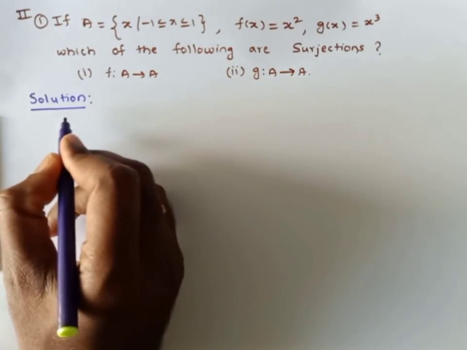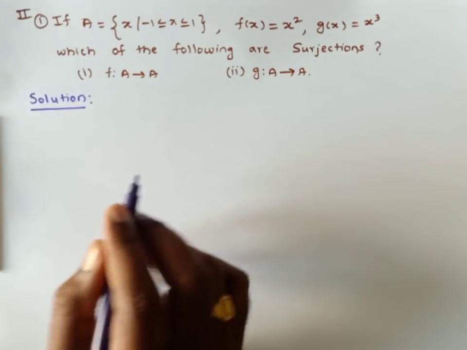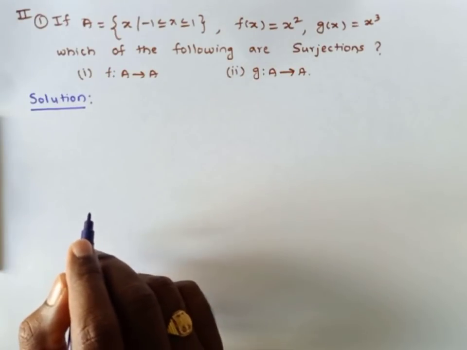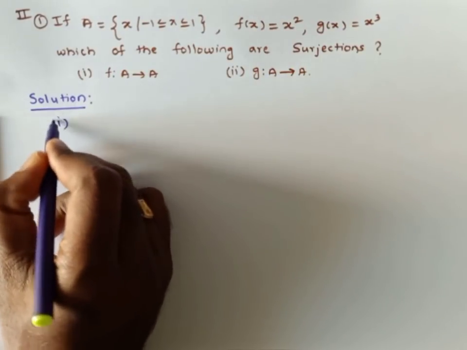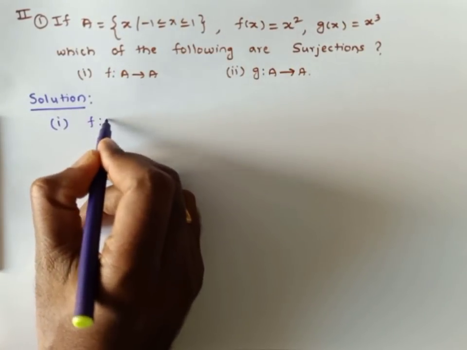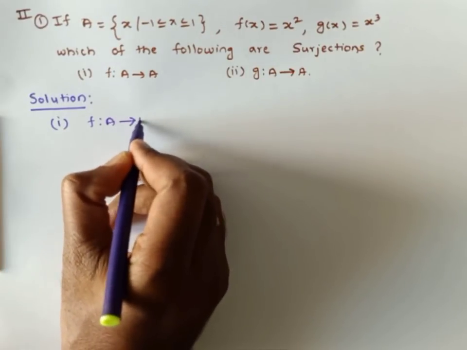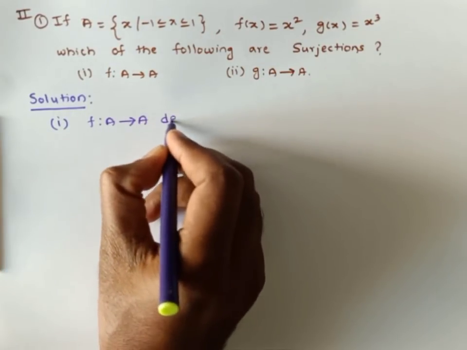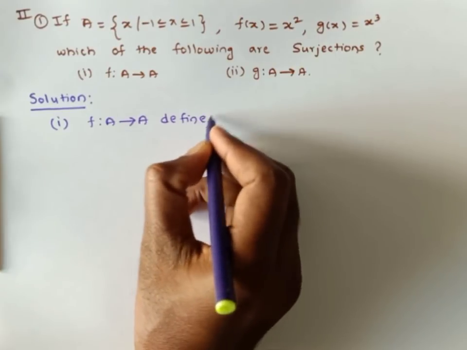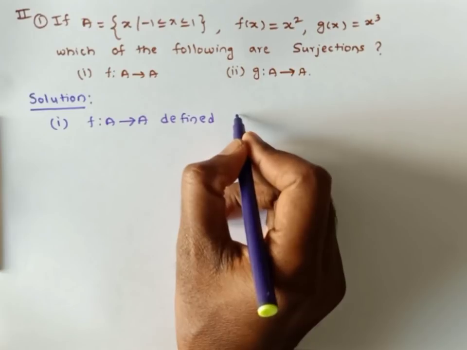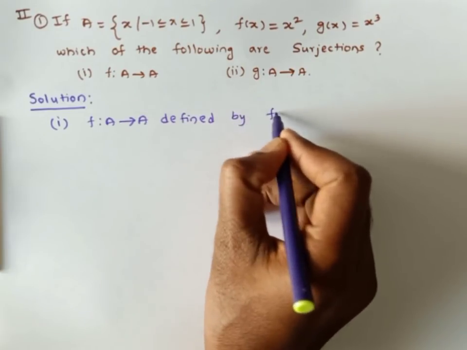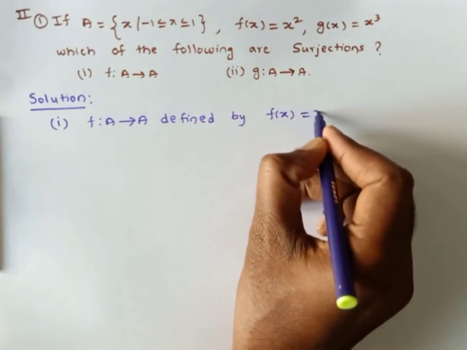Now, using the definition of surjection, you need to show whether it is a surjection or not. So let us see the first problem. What is given? The function f from A to A is defined by f of x equals x square.